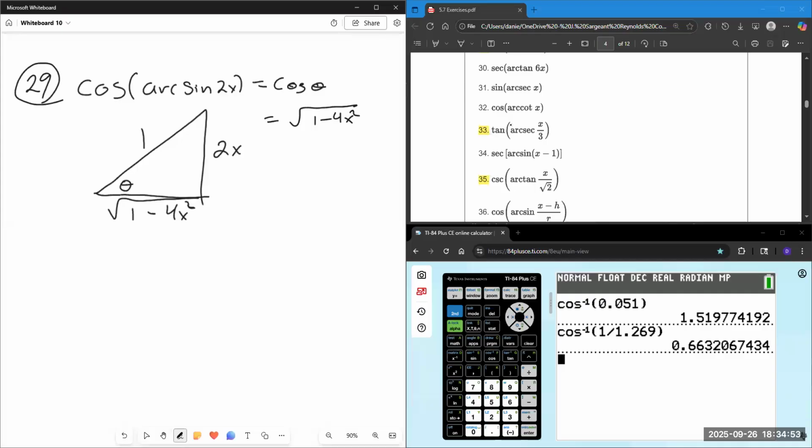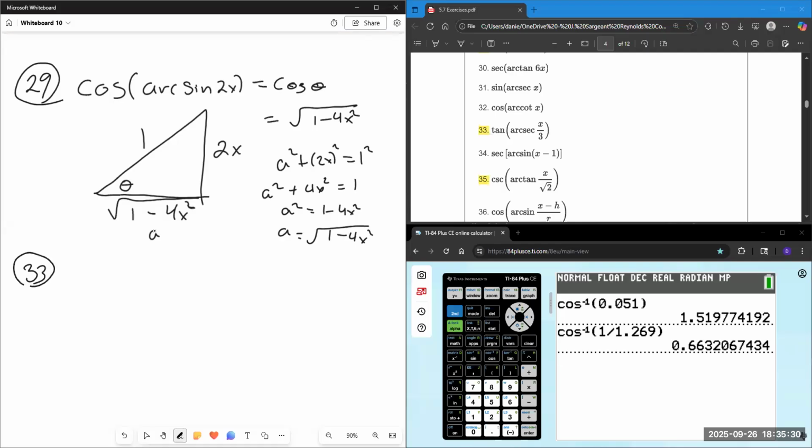If you want to see how I got this here, remember that this unknown here, call it a, squared plus 2x squared is equal to 1 squared. A squared plus 4x squared is equal to 1. A squared is 1 minus 4x squared. And because a is going to the right, I need the positive square root, 1 minus 4x squared. I just used the Pythagorean theorem to find it.